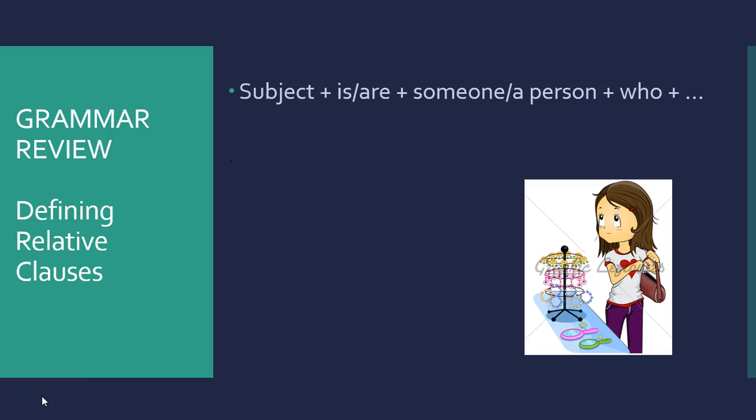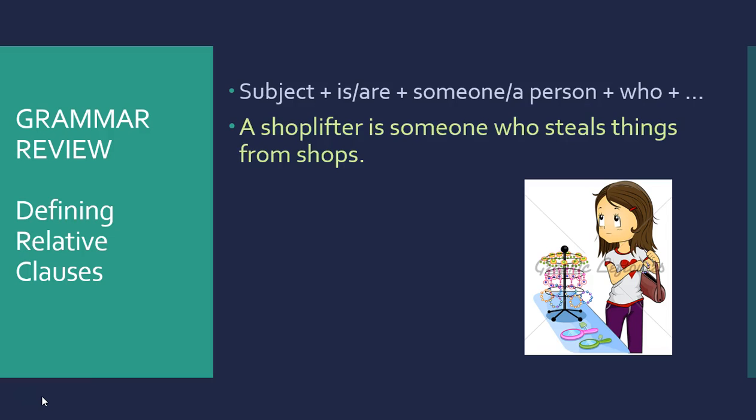We have the subject, is, am, are, someone, a person, who, and then we describe what they do. So if we look at the shoplifter, we say a shoplifter is someone who steals things from shops. Okay. If we think of the other types of crimes, the pickpocket, for example, you can say a pickpocket is someone who steals things from people's bags or from people's pockets. A cat burglar is someone who breaks into people's homes and steals valuables from their homes. So they're very useful relative clauses for explaining what someone does. Okay, and when we talk about someone, we use who, someone who.